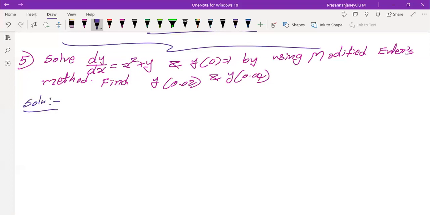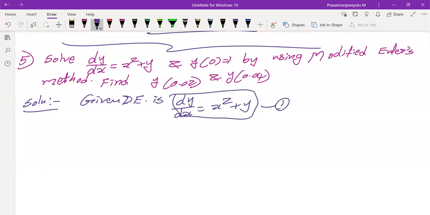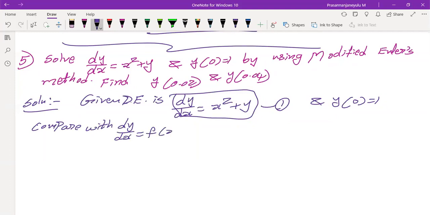The given differential equation is dy by dx equals x square plus y. Taking it as equation number 1 just for our understanding purpose. And what is the condition they are giving us? y of 0 equals 1. Now, with which one do we have to compare this equation 1? Compare with dy by dx equals f of x comma y.